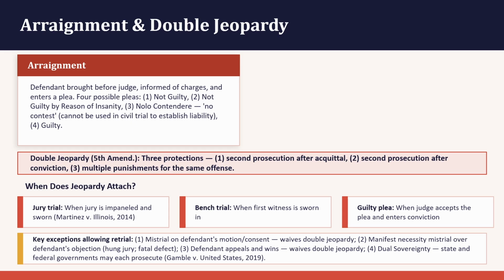In a bench trial, jeopardy attaches when the first witness is sworn. On a guilty plea, jeopardy attaches when the judge accepts the plea and enters a conviction.